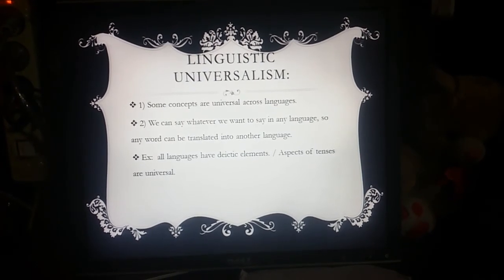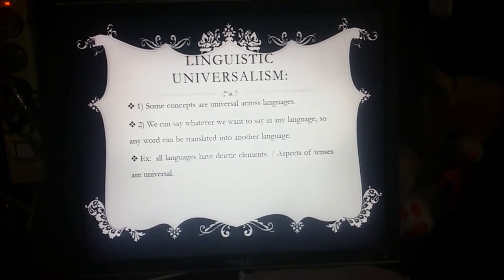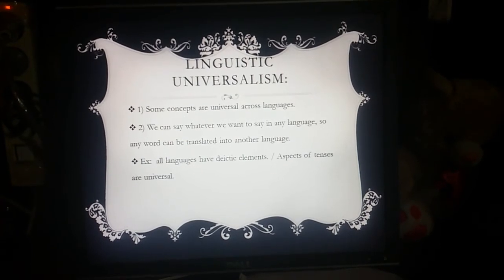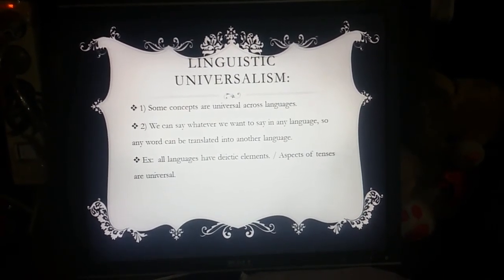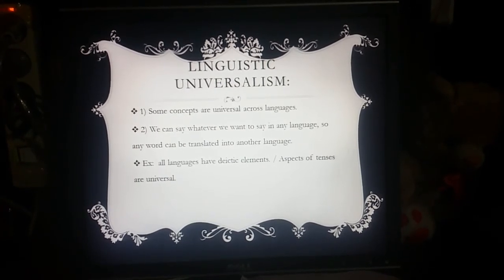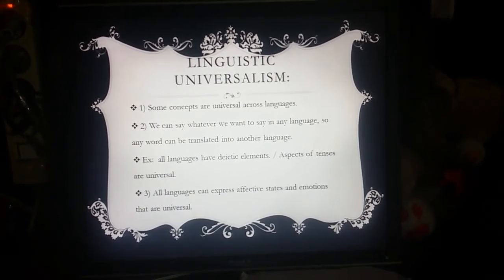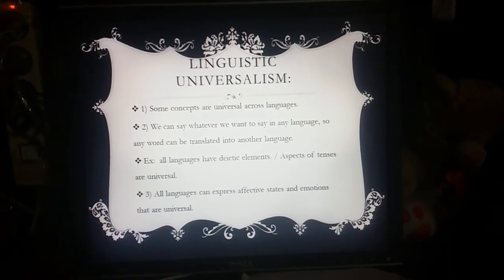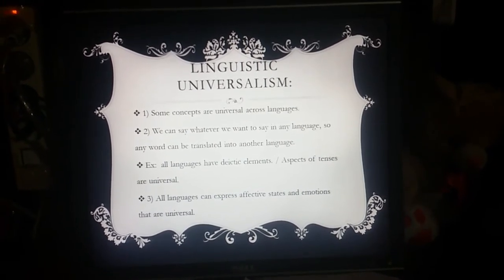In addition, tenses are relative across languages. However, aspects of tenses are universal, like the perfect, the simple, and the continuous. These aspects are universal. And finally, all languages can express affective states and emotions that are universal.